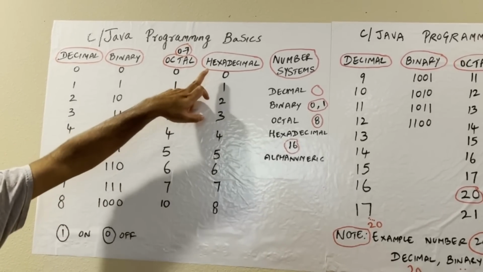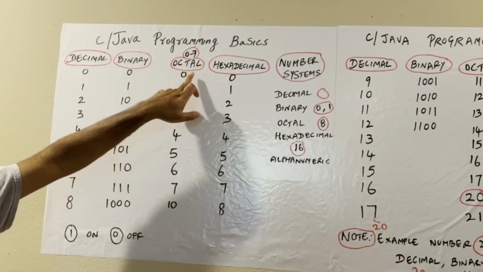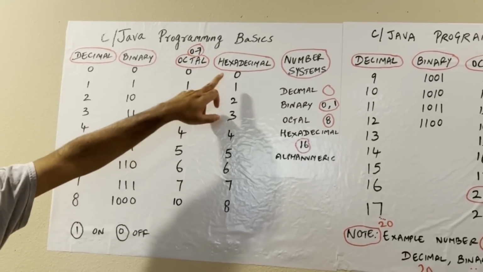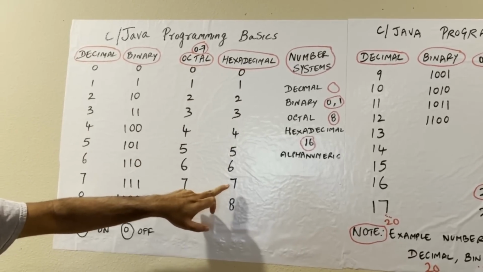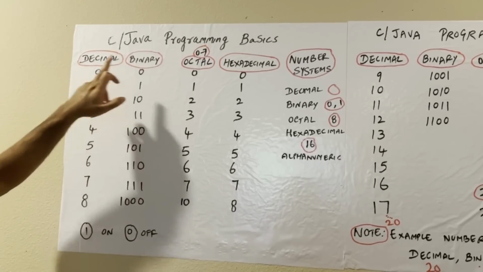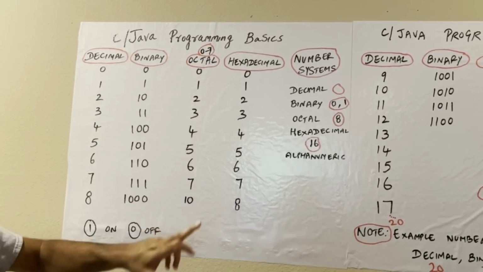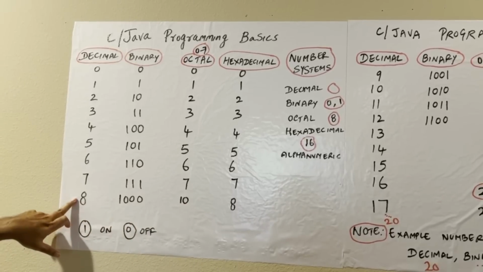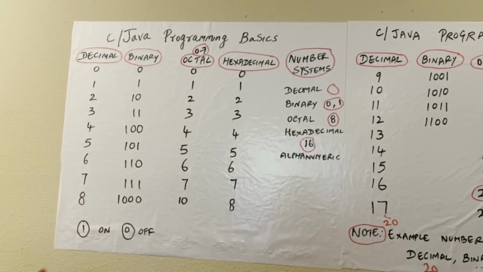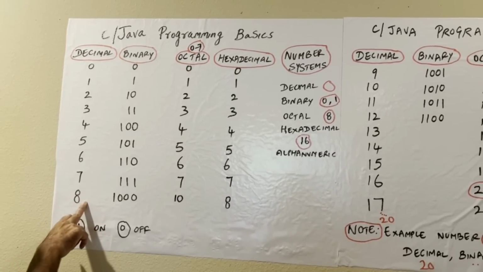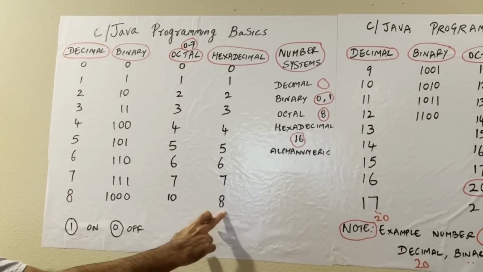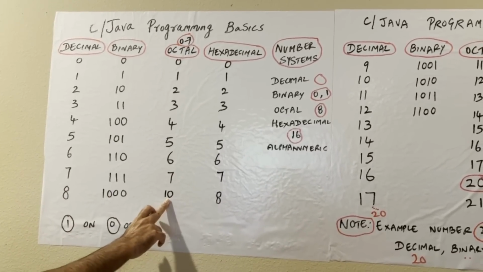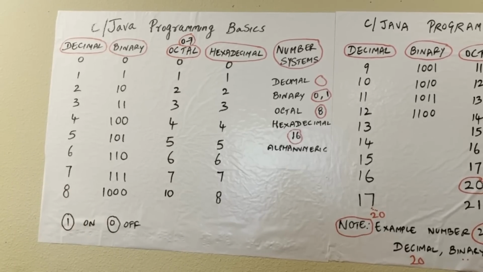Likewise, hexadecimal is 16 digits. This one has 8 digits, 0 to 7. So 0 to 7 are all the same in decimal, octal and hexadecimal. Octal changes to 1 0 when decimal is 8. So when you say number 8, in decimal it's 8, in hexadecimal it's 8, but in octal it's called 10. I will discuss it in detail.